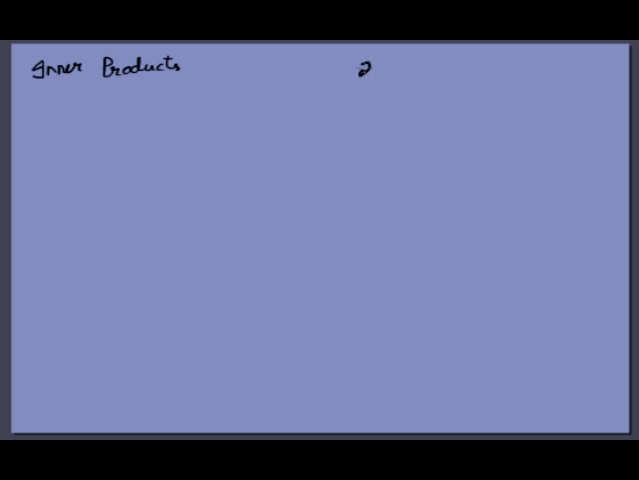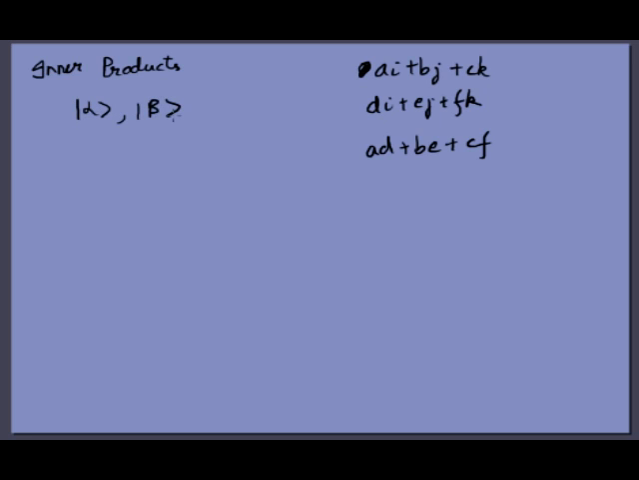So let's say you have a vector ai plus bj plus ck, and you have another vector di plus ej plus fk. Then the dot product of these two vectors is a scalar: ad plus be plus cf. We would like to generalize this to all sorts of vectors, and this is where inner products come into play. So whenever we have two vectors alpha and beta, the inner product is represented like this: alpha, beta. And just like the dot product of two vectors is a scalar, the inner product of two vectors is also a scalar.